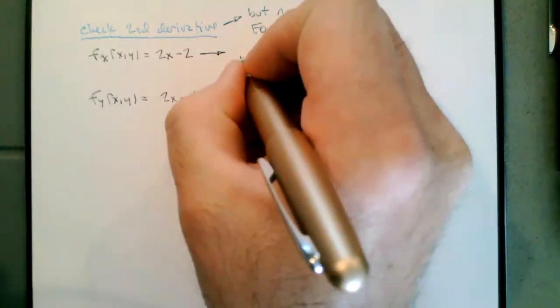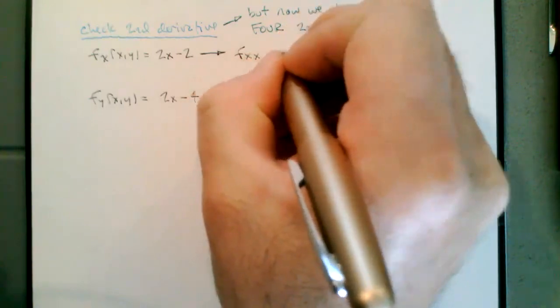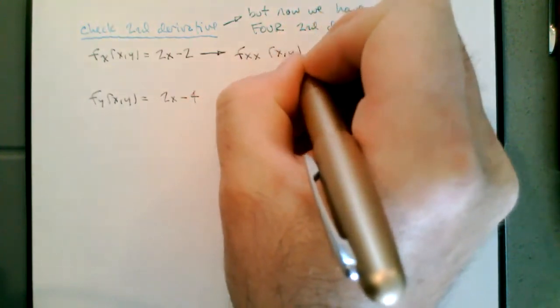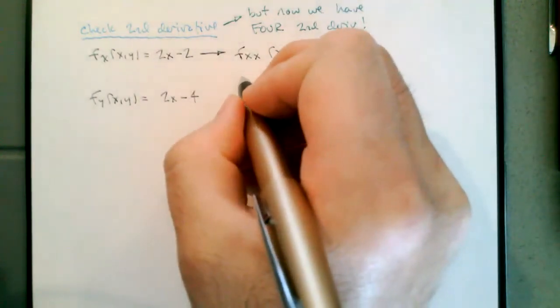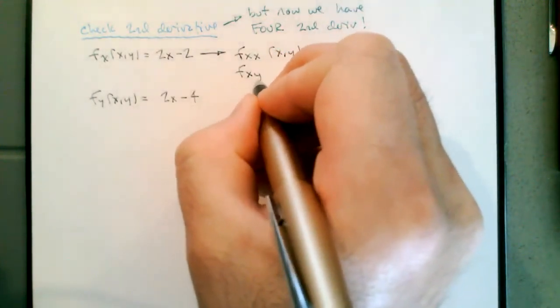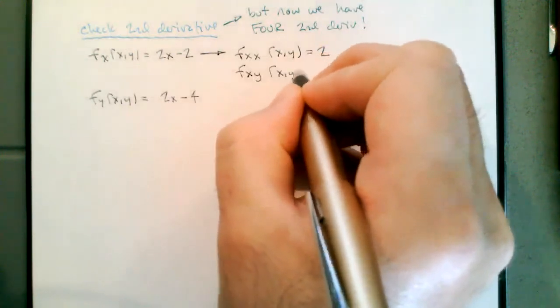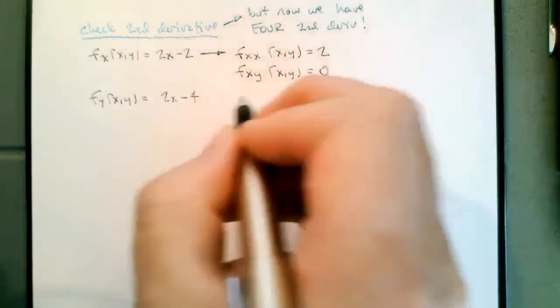So I could take the derivative of fx with respect to x, and that'll just be a 2. I can also take the derivative of fx with respect to y, and that'll give us 0.